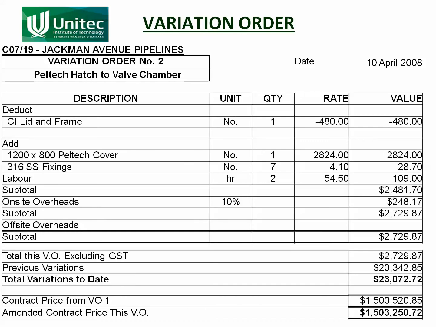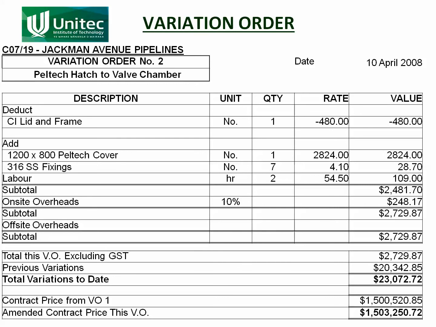The way a variation is implemented is the engineer issues what's called a variation order. This is how the budget is changed. So you will have a contractual agreement for a certain amount of money. In this case, the contract price is 1.5 million, actually this is the second variation. So the contract price was in the order of 1.5 million dollars, and what a variation order does is it changes that price. So the contract price that was submitted by the tenderer is the contract price at that particular point in time. That price is amended each time that there's a variation.